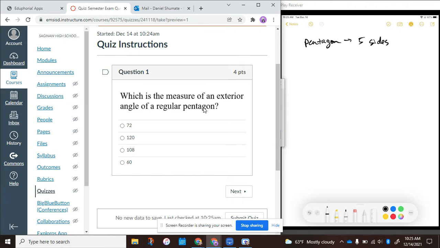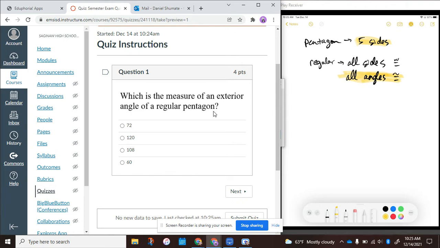And if it's regular, that means all the sides and angles are the same. All sides congruent, all angles congruent also. Those two pieces of information right there at the top are going to be very important. 5 sides and all angles congruent are both going to be very important, because look at this.